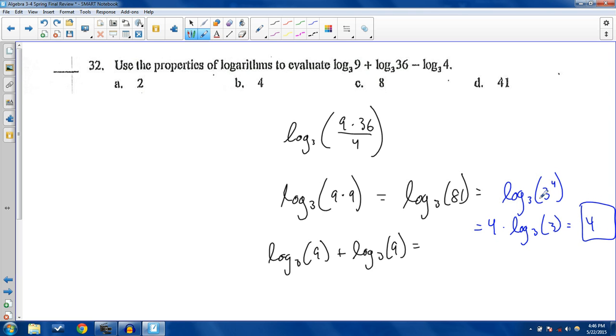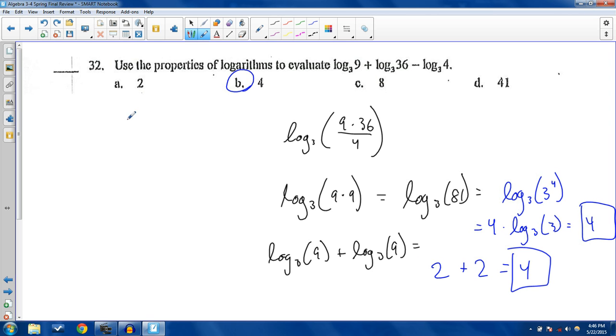Another way is just saying 3 to what power is 81, which is 4. Obviously, as you did that, log base 3 of 9 is 2. And we get 4. So, same answer. A lot of different ways to go about it.